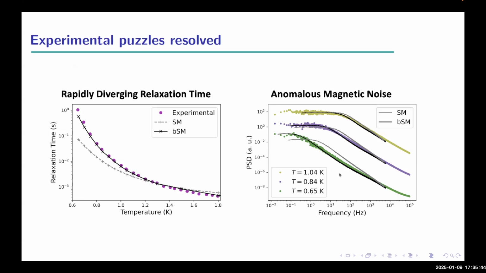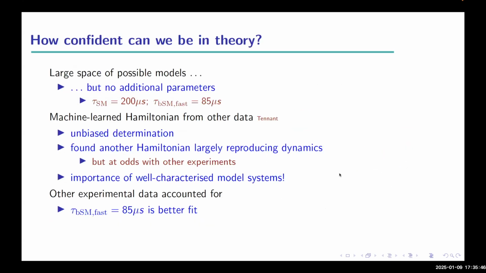And now we have to ask why. But before we do so, I'd like to ask, how can we be confident in the theory? Because you could point out that, well, these curves don't have a lot of features. So couldn't there be many theories which actually explain what's going on? So there actually is a large space of possible models, but notice, first of all, we haven't introduced any additional parameters. We still got only this one spin flip attempt rate, and it's changed from what we had before.